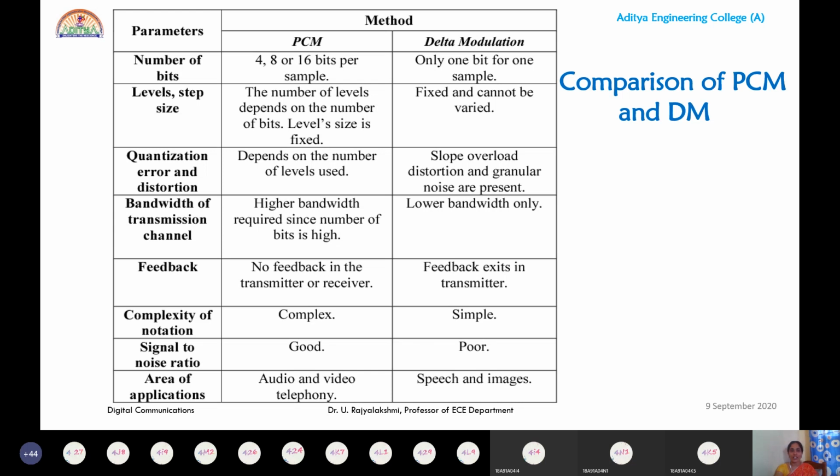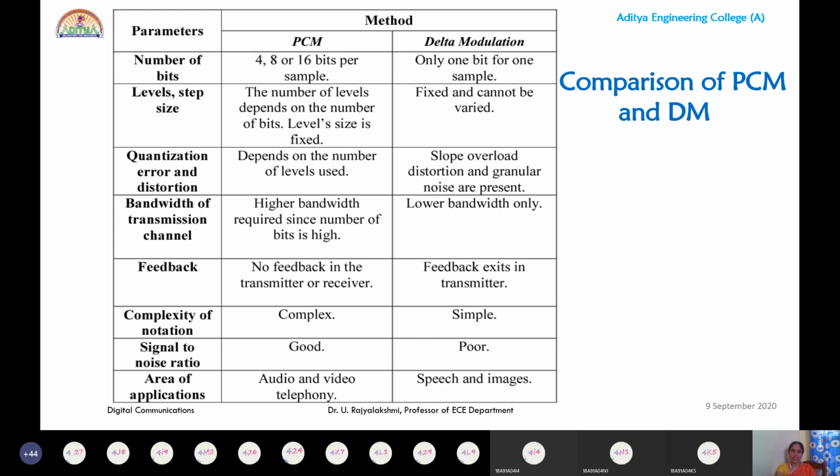Now, what about the quantization error? Quantization error and distortion. Here the quantization error depends on the number of levels used. But how many types of errors are there in the case of delta modulation? So what is the quantization error in the case of PCM? It is delta by 2. What is the relation for delta? How can you define delta? Delta is the step size and it is equal to 2 x max by L. We already have the equations.